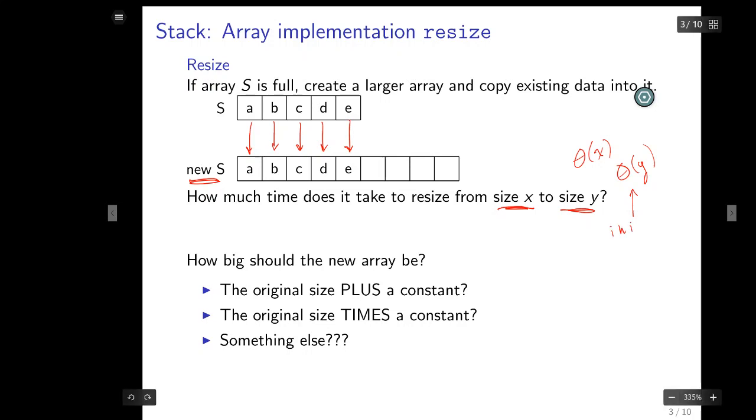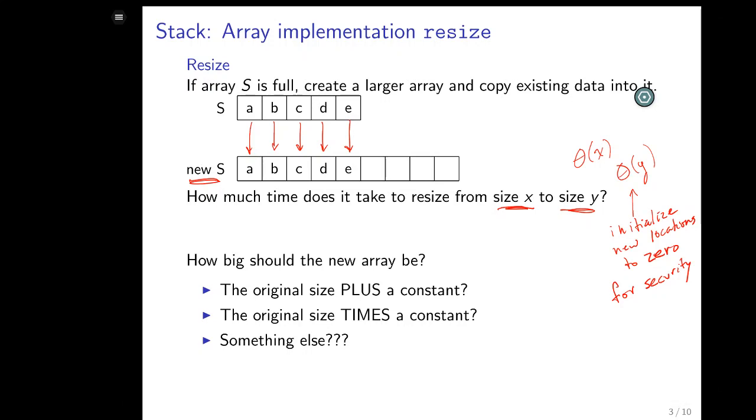So initialize new locations to zero, and we'll put down these mysterious words for security. But you understand that it's security, right? If the other process was using this to store passwords, and you just said, give me a huge chunk of memory, you would just get a huge chunk of passwords. So anyway, that's at least, I think, what happens. So we'll stick with order Y, theta of Y.